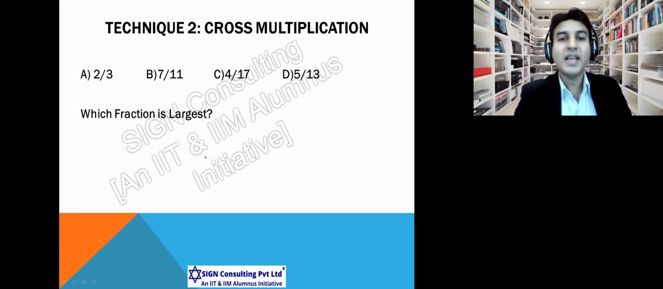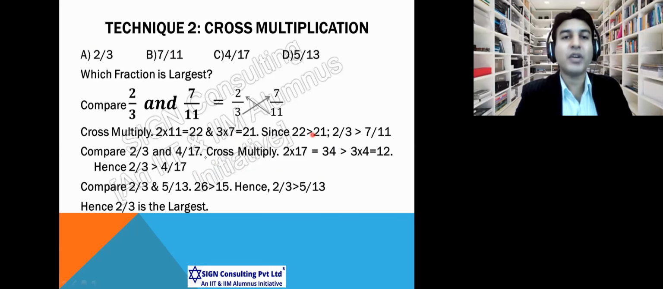So what I've done is, I have given the explanation. See, whatever I've explained you can see in this particular slide. So wherein I've taken 2 by 3 and 7 by 11. I cross multiplied, I got an answer. We know that 22 is greater than 21. So I strike out 7 by 11 and I retain 2 by 3. And then I keep comparing, till I find the correct answer.